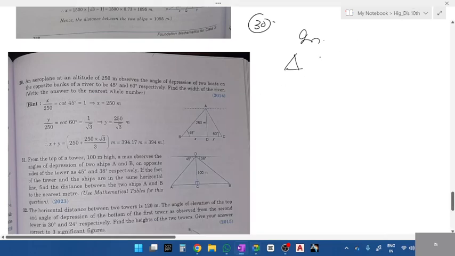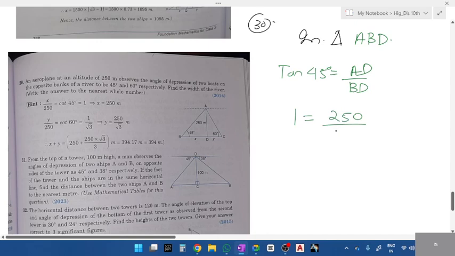30th question. In triangle, yeah, tell me any one triangle. We have two triangles. Which one? In triangle ABD, tell me tan 45 is equal to AD divided by BD. What is tan 45? 1 is equal to what is AD divided by X. First equation. Tell me the second equation.